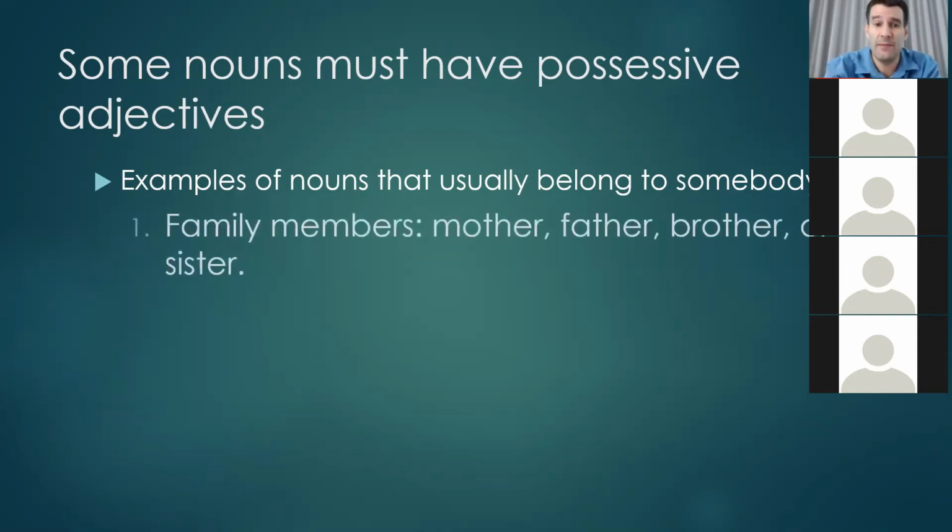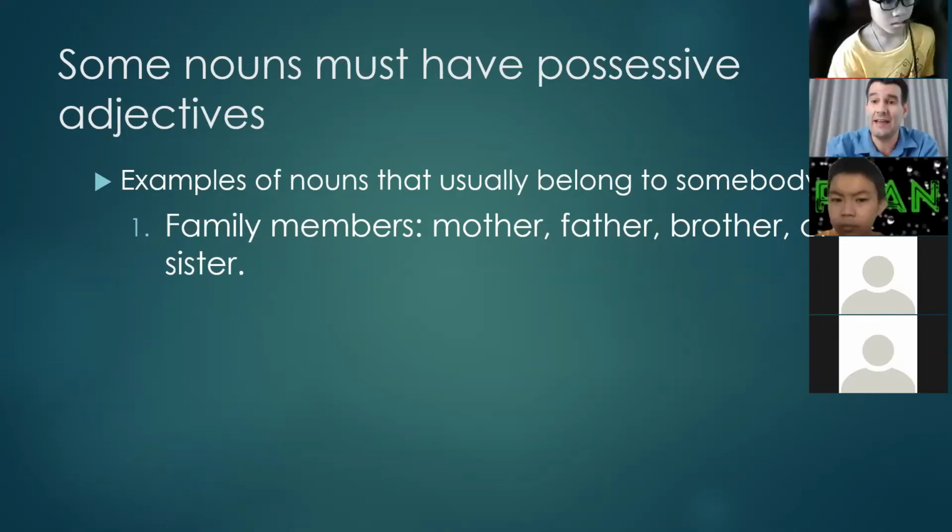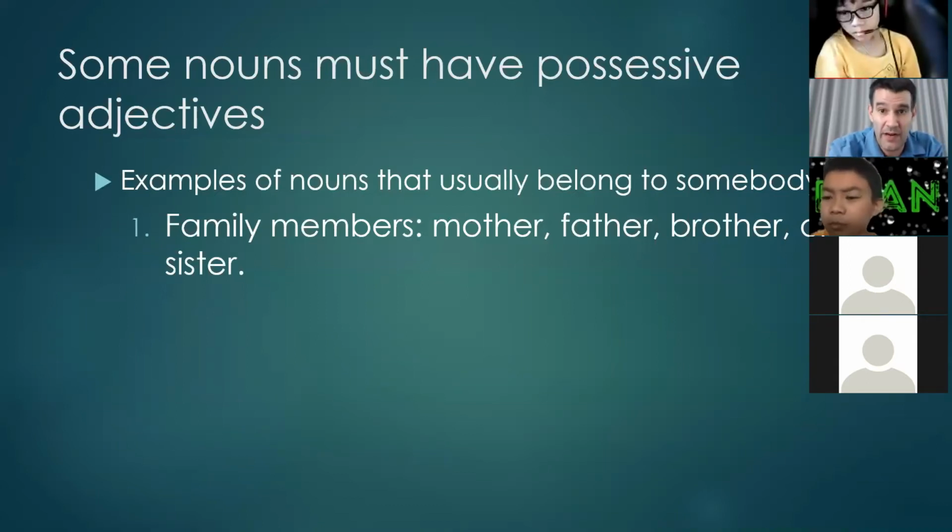So example, family members. In Thai, you can say mother goes to the store. But in English, you must say my mother, your mother, our mother. Same with father or brother or grandfather or daughter or son, all family members. You must say a possessive adjective. You must say my mother, your mother, our mother, his mother. You must write a possessive adjective before these words.